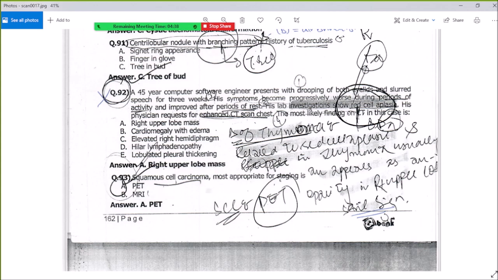93. Squamous cell carcinoma, the most appropriate modality for staging is PET. Squamous cell carcinoma, most appropriate for staging is PET.